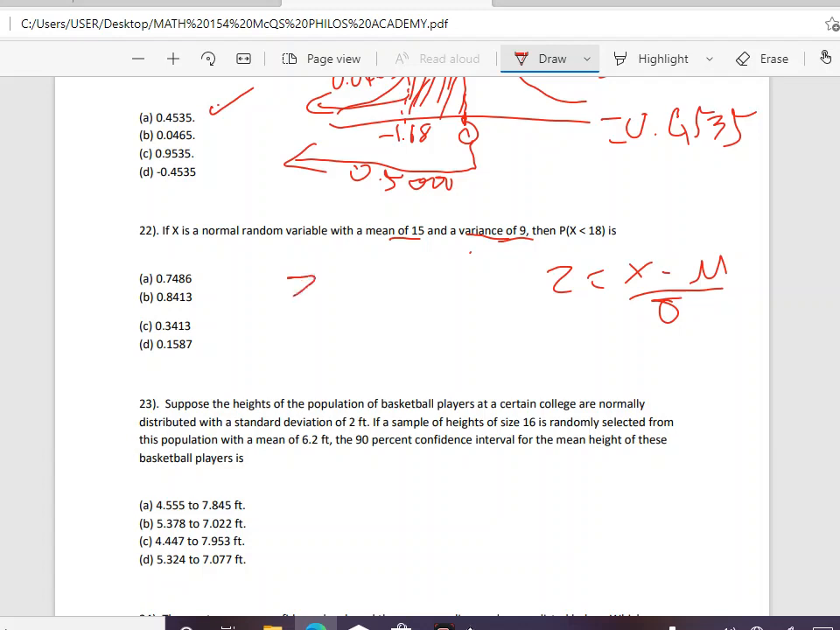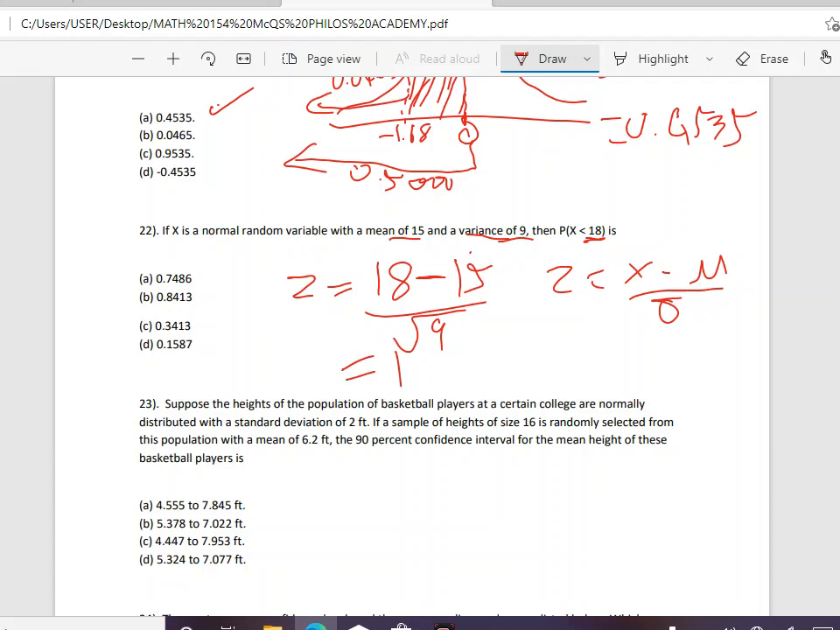So to get our z here, our x is 18. You consider 18 minus the mean, which is 15, divided by the square root of 9. Now 18 minus 15 is 3, divided by root 9, and root 9 is also 3. So 3 divided by 3 gives you 1. So your z is 1, right?